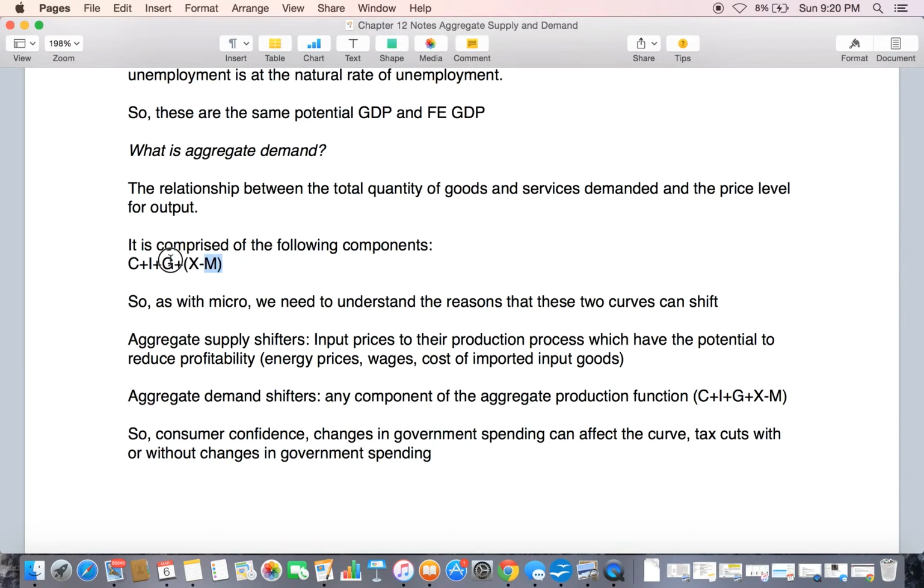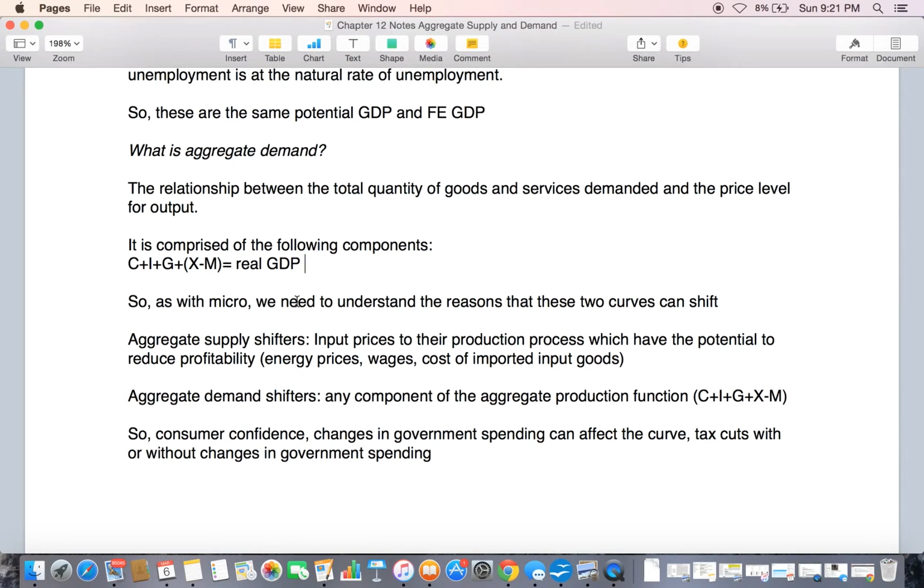The aggregate demand equation is as follows. It is our consumption, business investment, government expenditures, and net exports. So the components of aggregate demand are our real GDP formula.